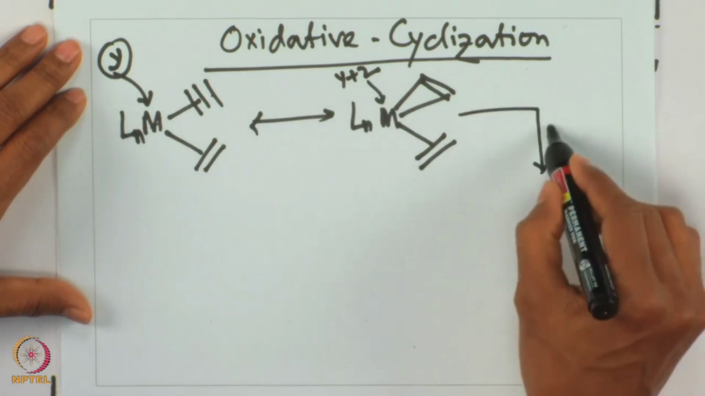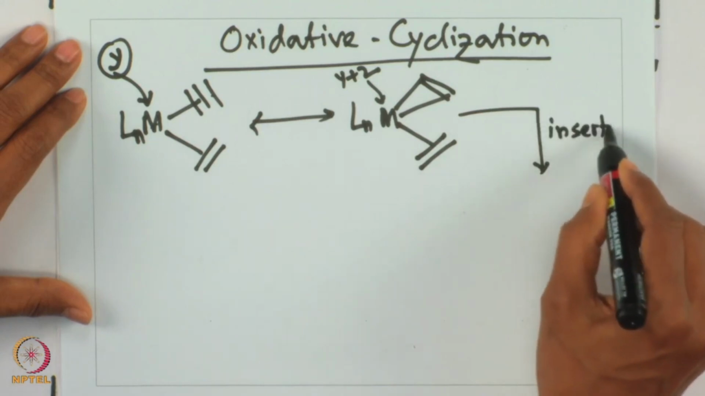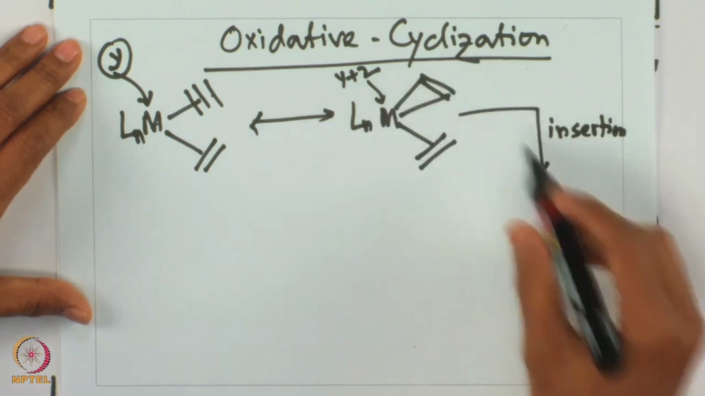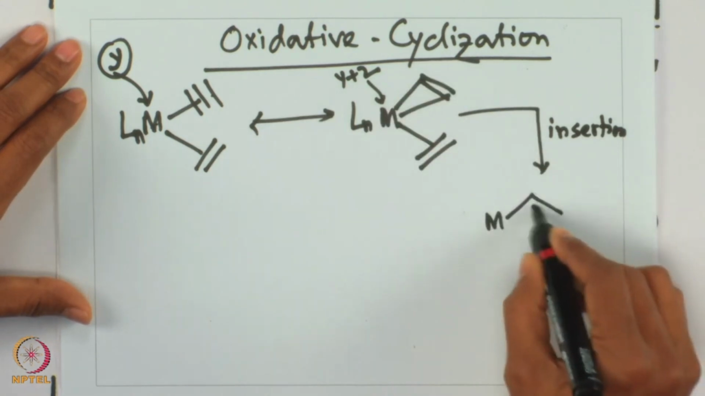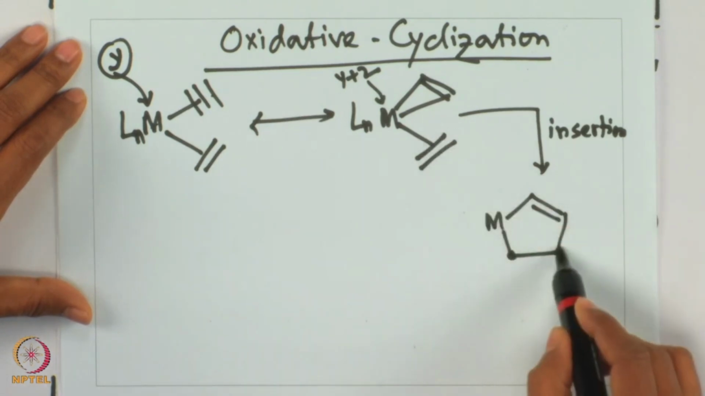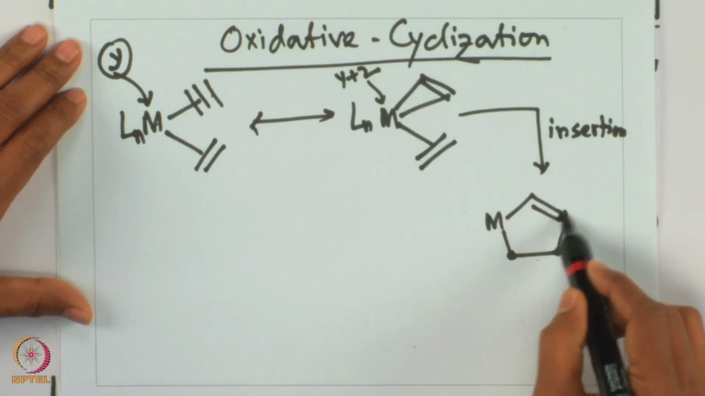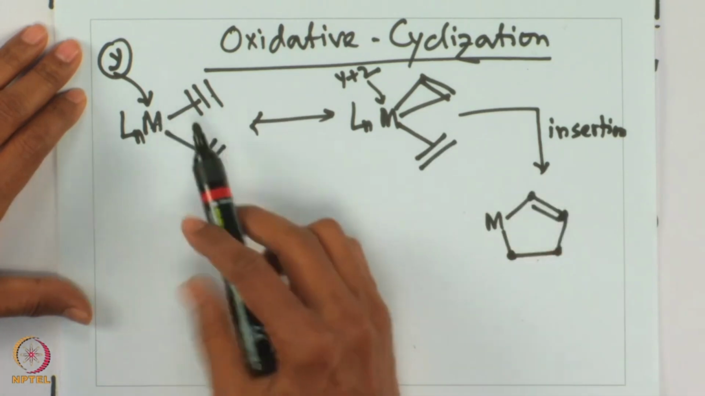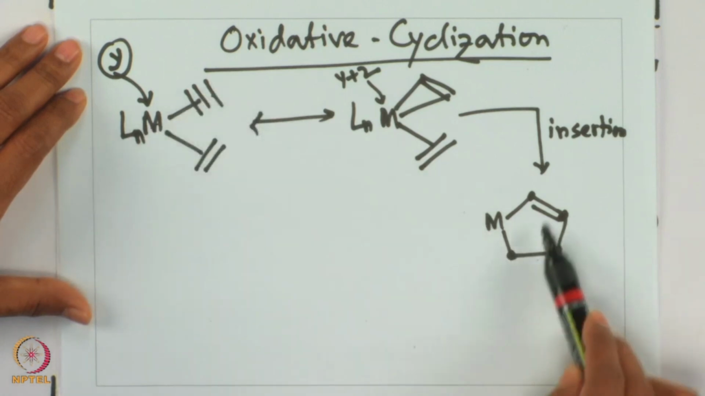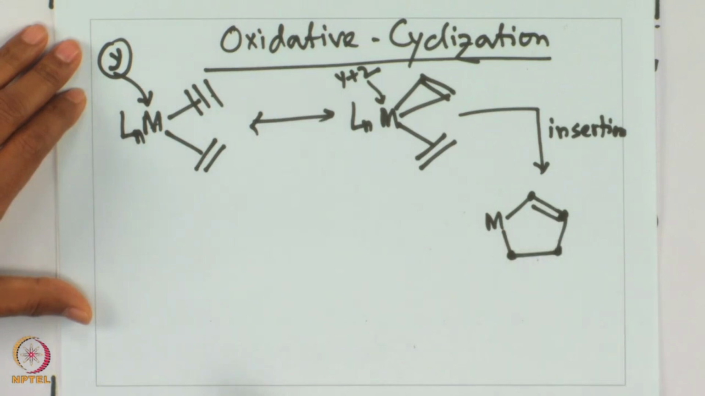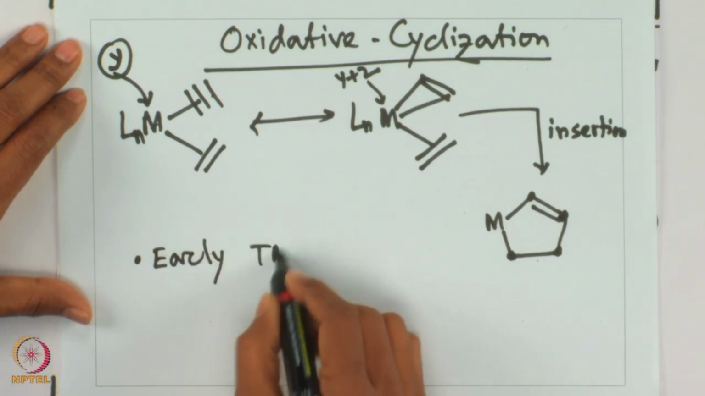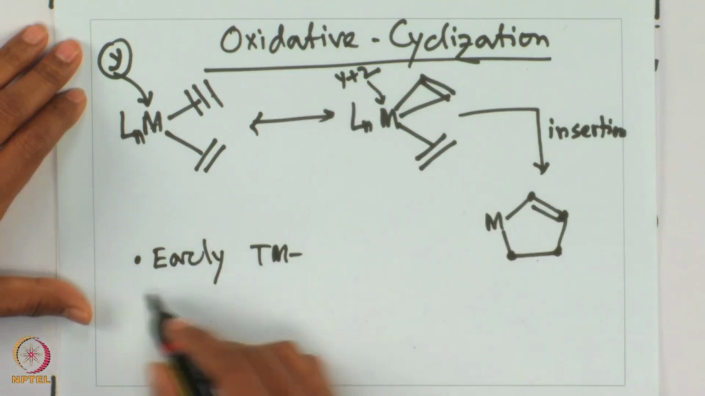Subsequently, we can have the insertion process into this metallocyclopropene ring to form a 5-membered metallocycle intermediate. So, these two carbon centers are coming from this olefin and these two are from the alkyne. If it was alkyne and alkyne, then we should have another double bond over there. Usually, early transition metals are used for these processes.